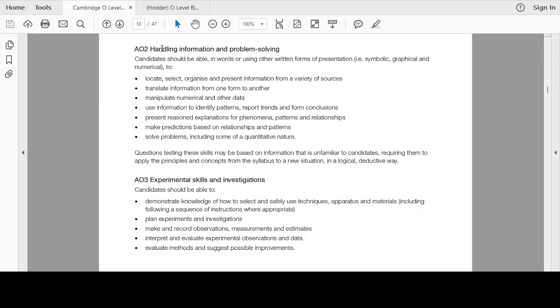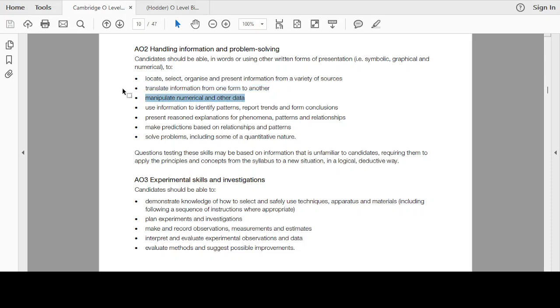Assessment objective 2, handling information and problem solving. So candidates should be able to, in words or using other written forms of presentation such as symbols, graphs, and numbers, locate, select, organize, and present information from a variety of sources. So you've got graphs or tables or text with information in it, and you're supposed to be able to pick out relevant information. Translate information from one form to another. So maybe you have a graph and you read the graph, you get the numbers, you explain that. So manipulate numerical and other data.